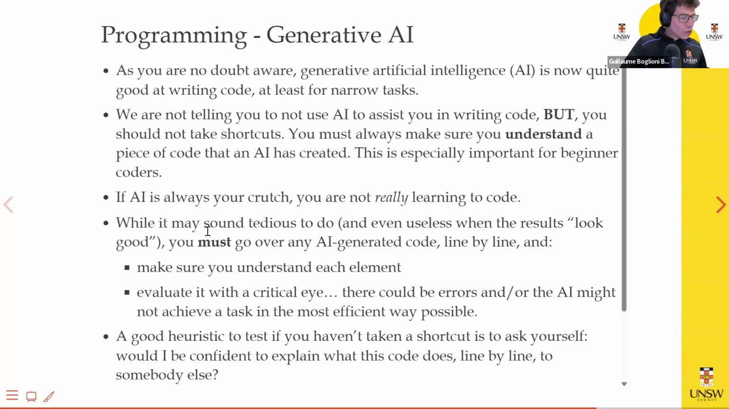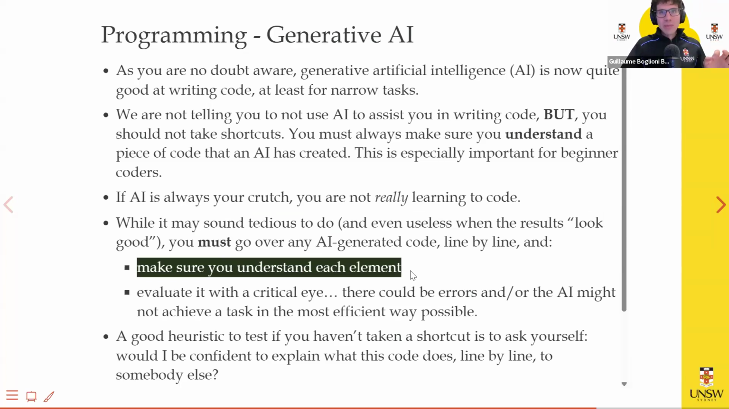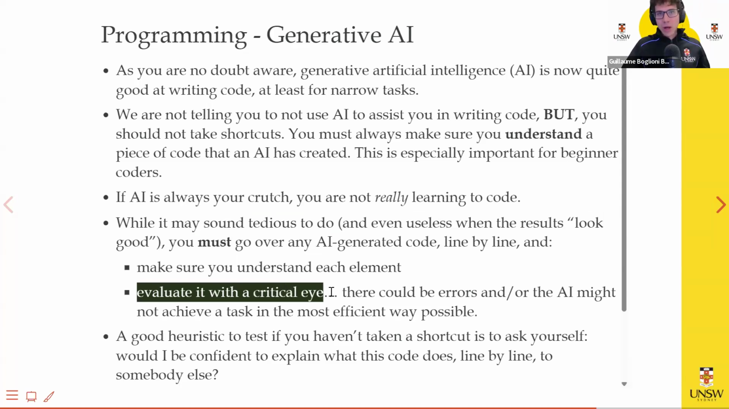And I know you're very busy, you have lots of assignments, lots of different courses, but I want to send a message here. Yes, it may be tedious. Yes, you might feel it's a bit useless to double check everything, especially if the results look good. But please, you must go over the AI generated code line by line, and you must make sure you understand each element. Like, do I understand everything that was produced by the AI? And evaluate it with a critical eye as well. Because at least for now, there's still errors there.